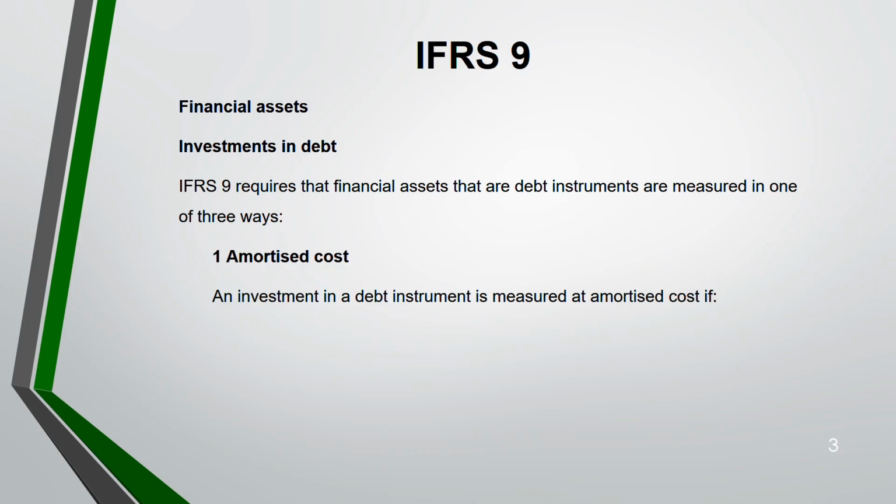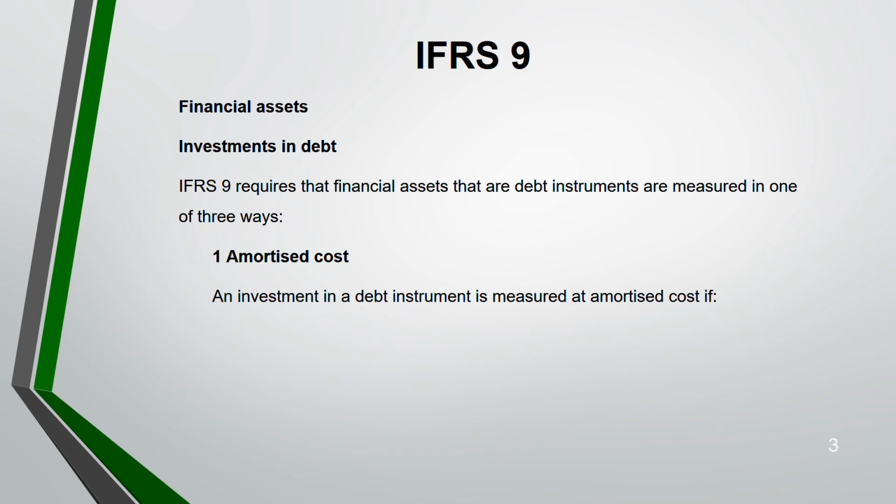But remember, amortized cost is not there for investment in equity. It is only for debt. Equity can only be taken at fair value through profit and loss or OCI. Only that. But when it comes to debt, there are three options. Amortized cost: investment in a debt instrument is measured at amortized cost.